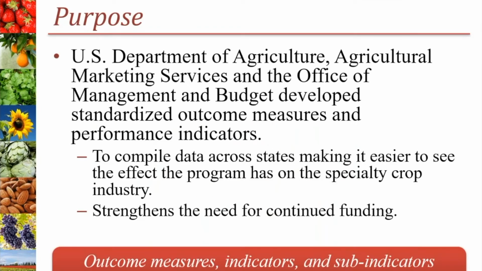The outcome measures were developed by the U.S. Department of Agriculture, Agricultural Marketing Services, and the Office of Management and Budget to standardize performance indicators that apply to SCBGP. The reason for this is to compile data across all states, making it easier to see the effect that the program has on specialty crop industry, which in turn strengthens the need for continued funding.